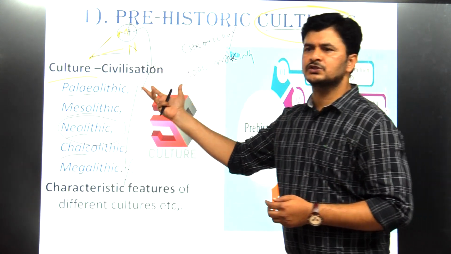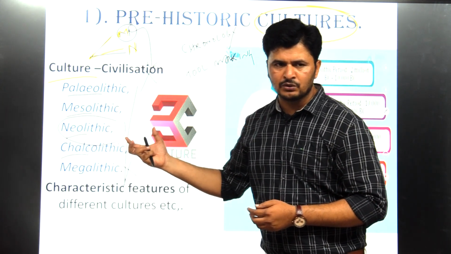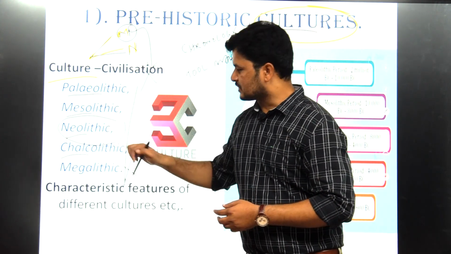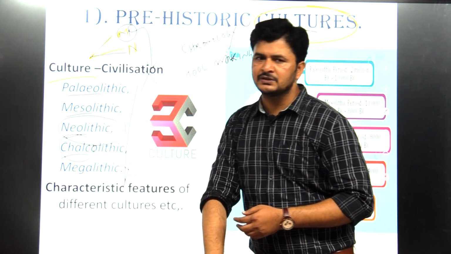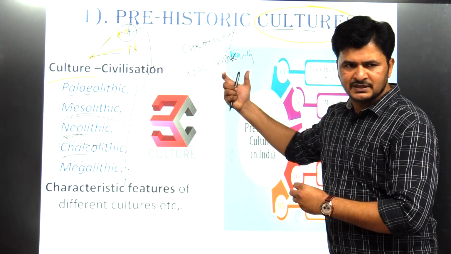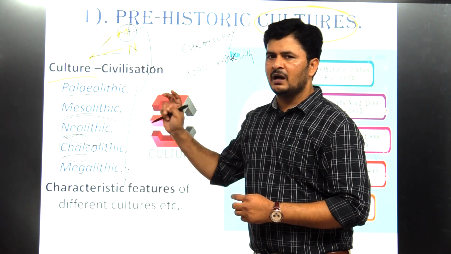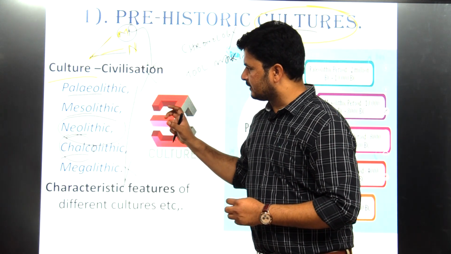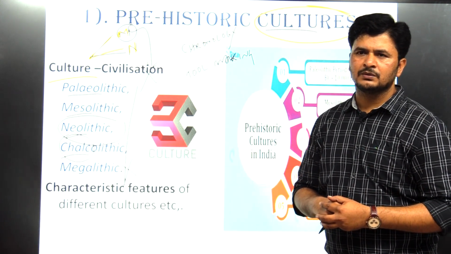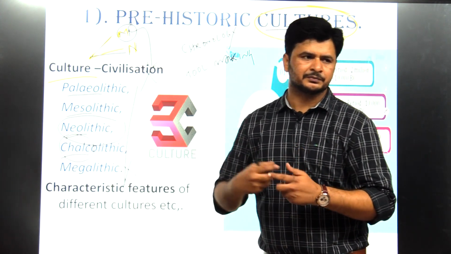Paleolithic, Old Stone Age. Mesolithic, Middle Stone Age. Neolithic, New Stone Age. Chalco, it's the Copper Stone Age. Obviously, when we observe in subsequent slides, you shall be in a position to understand how tools were made in Paleolithic cultures. So tools, when we observe in Paleolithic cultures, they were very rude in nature, very primitive.